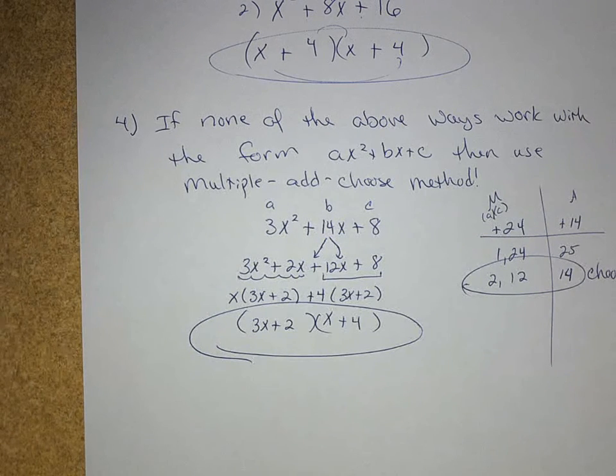The cool thing is, multiply, add, choose works for a difference of 2 squares. You're missing the middle term, so you just make it 0x. You know, anything like that. Perfect square trinomial, if you go brain dead, it works.